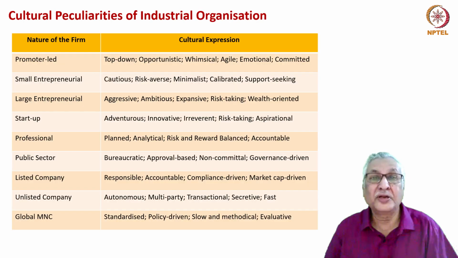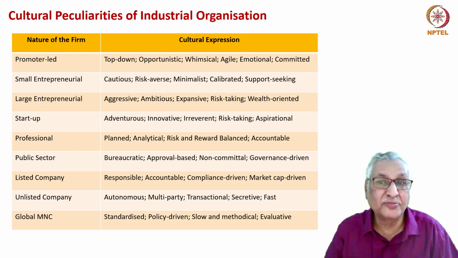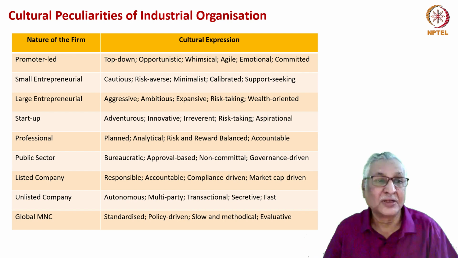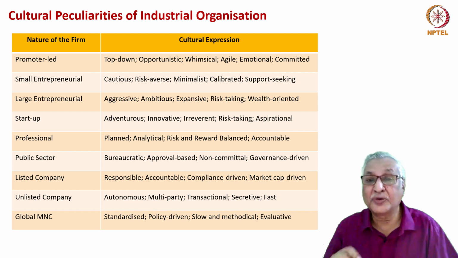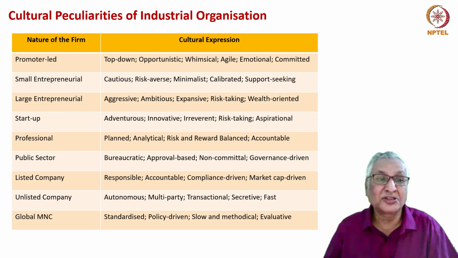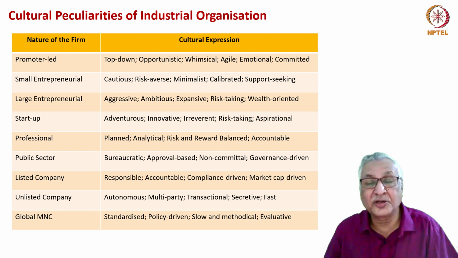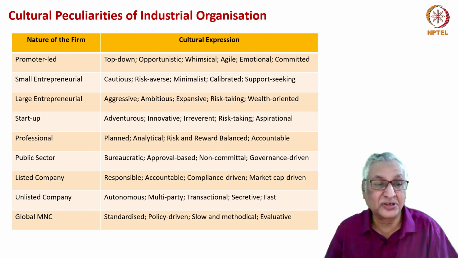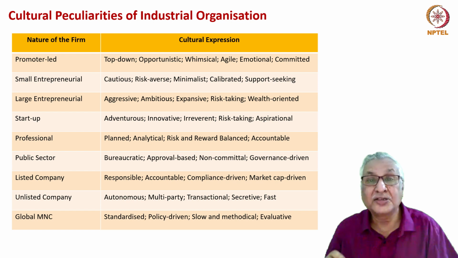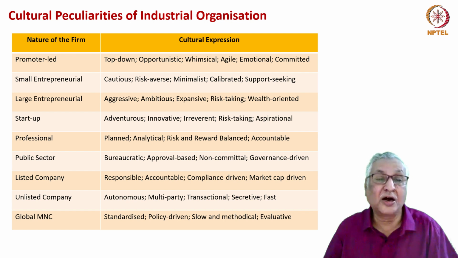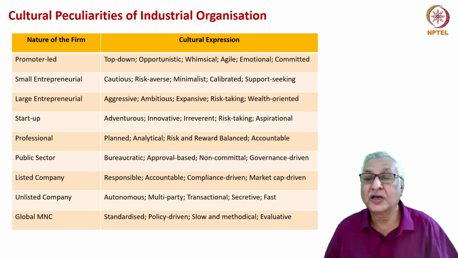What are the cultural peculiarities of different types of industrial organization? Here I talk about the nature of the firm and the cultural expression. Let's look at a promoter led company. Cultural expression is top down, opportunistic, whimsical, agile, emotional, and committed. If a company is a small scale entrepreneurial company, the cultural expressions would be cautious, risk averse, minimalist, calibrated, and support seeking. Whereas a large entrepreneurial enterprise will be aggressive, ambitious, expansive, risk taking, and wealth oriented.